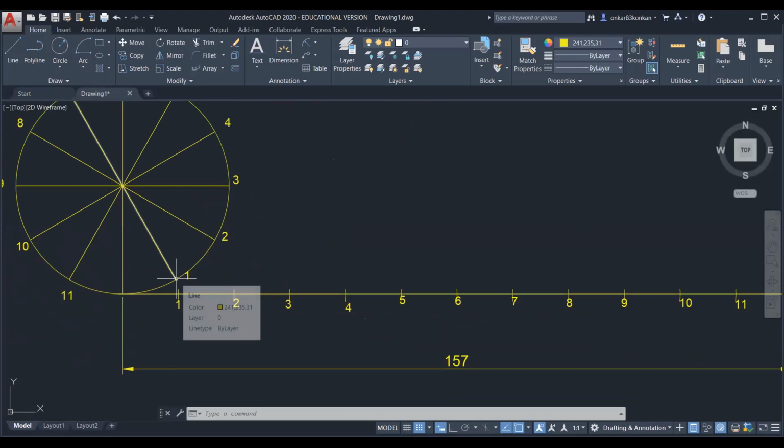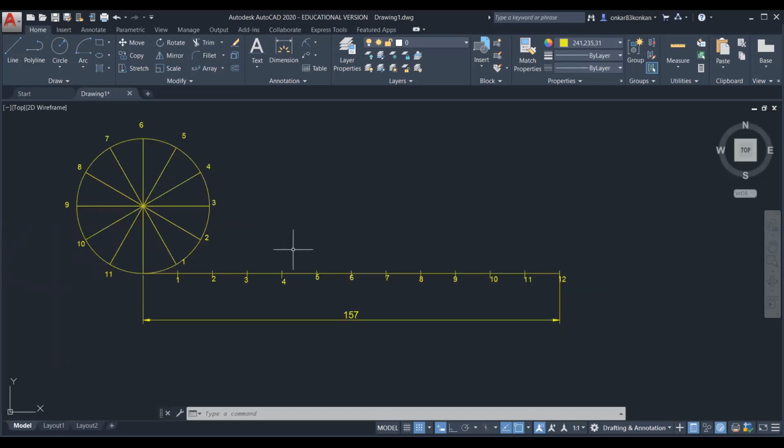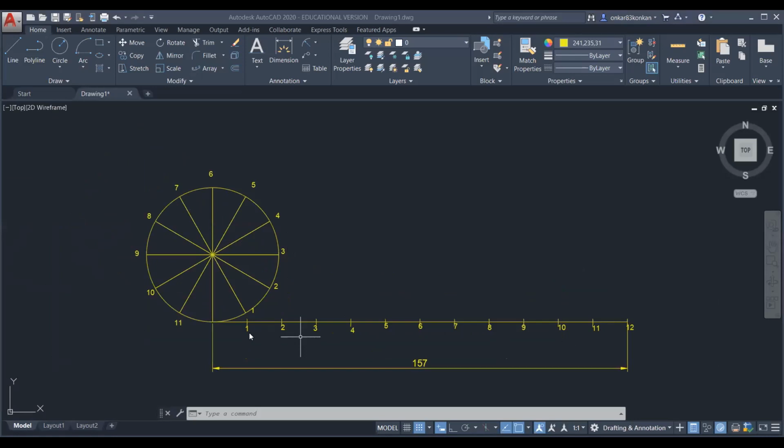When point 1 is the center, its radius will be 1 to 12. When 2 is the center, its radius will be 2 to 12. Similarly, its radius will keep changing. So in order to draw that arc with radius 1 to 12 or with radius 2 to 12, you have to draw the line from point 1, point 2, point 3, and these are the tangent lines.